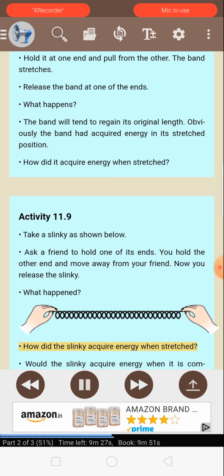What happened? How did the slinky acquire energy when stretched? Would the slinky acquire energy when it is compressed? Activity 11.10. Take a toy car. Wind it using its key. Place the car on the ground. Did it move? From where did it acquire energy? Does the energy acquired depend on the number of windings? How can you test this?